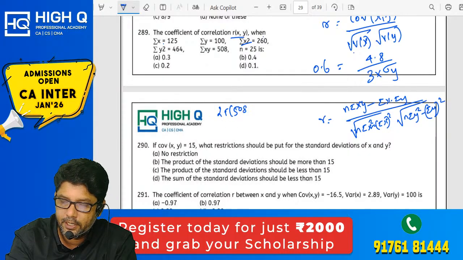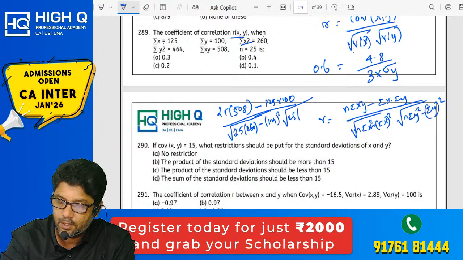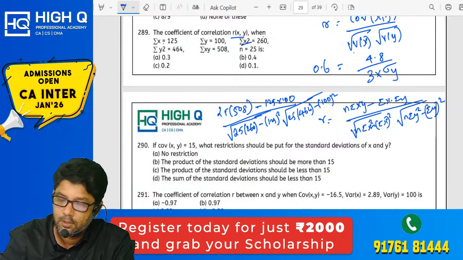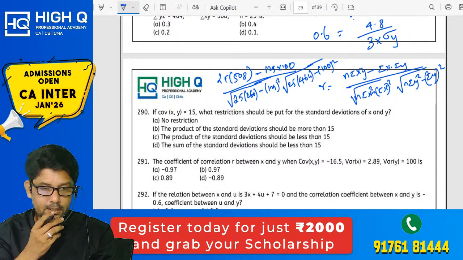25 into 508 minus summation x into summation y, 125 into 100, divided by root of n into summation x square. What is summation x square? 260 minus summation x the whole square, 125 the whole square, root of n into 25 into summation y square. Y square is what? 464 minus summation y the whole square, which is 100 square. You do it slowly. Even from online, no one is giving me the answer.